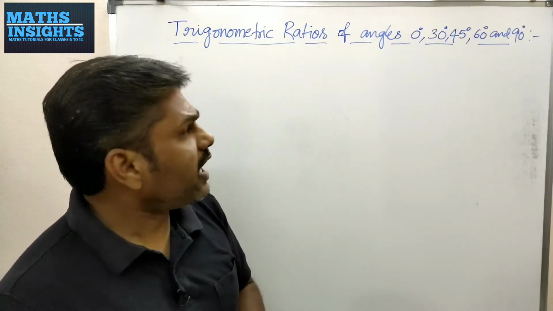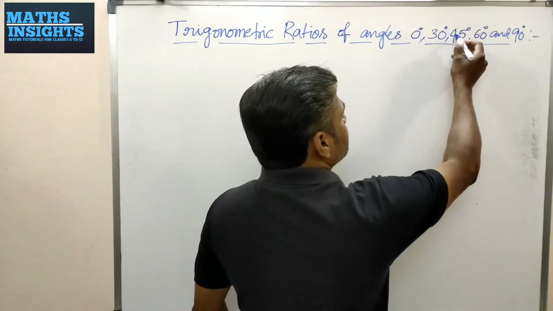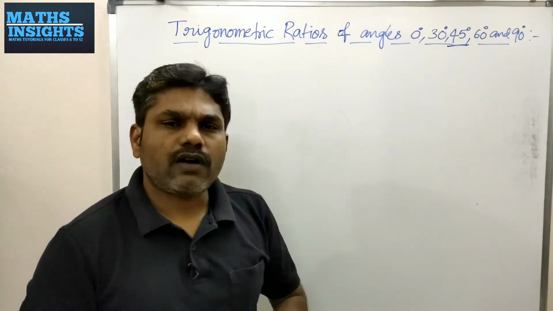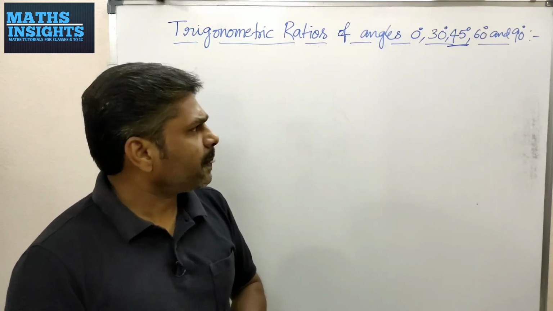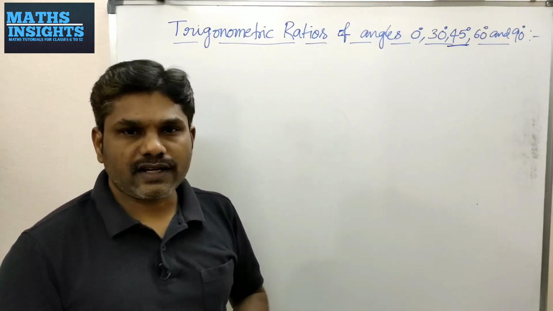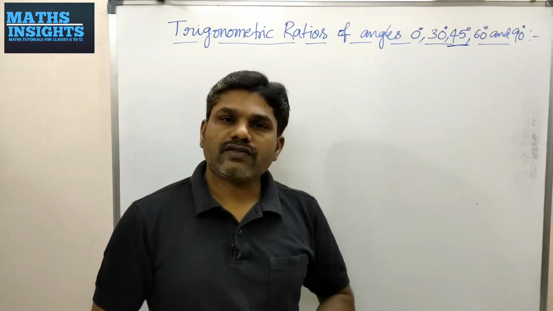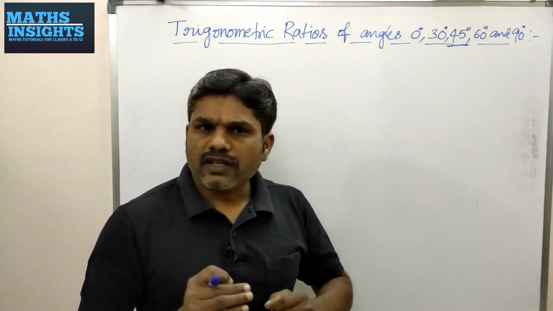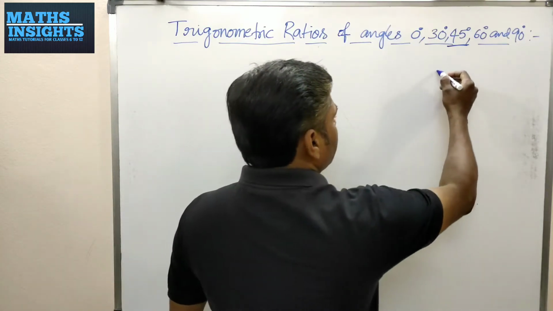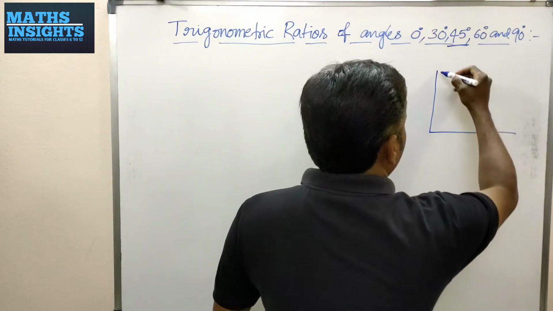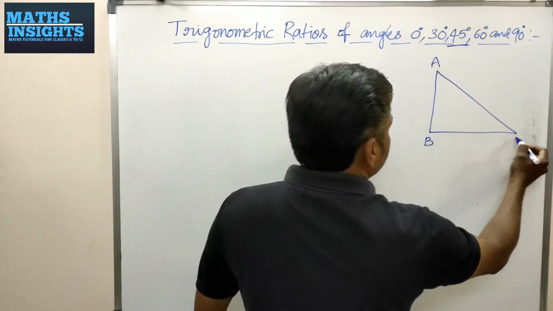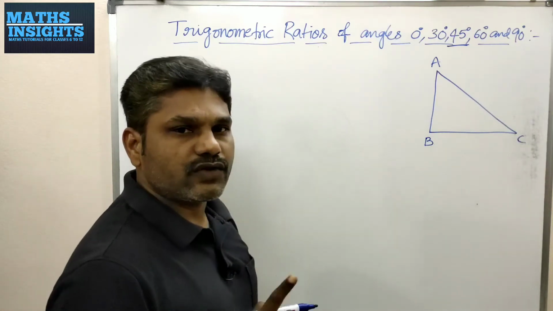First, I am taking 45 degrees. How to find the trigonometric ratios of 45 degrees? For this, I am taking an isosceles right angle triangle. All of you know isosceles means the triangle in which two of its sides are equal. Therefore, I am taking this right angle triangle. Let it be A, B, C. What I said, right angle isosceles.